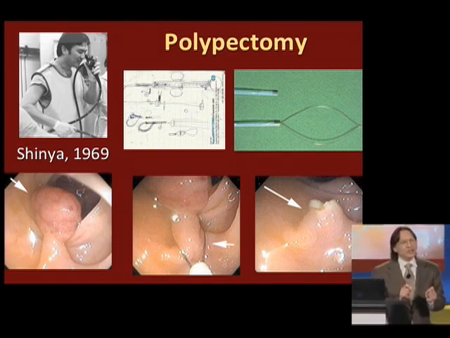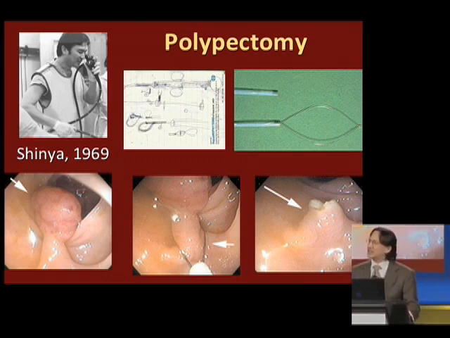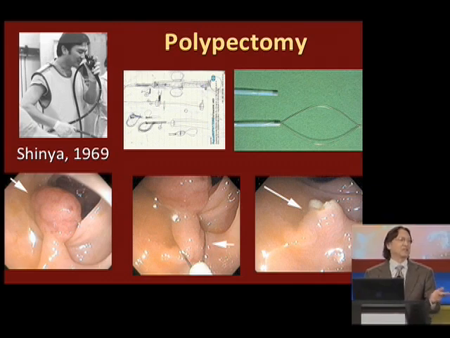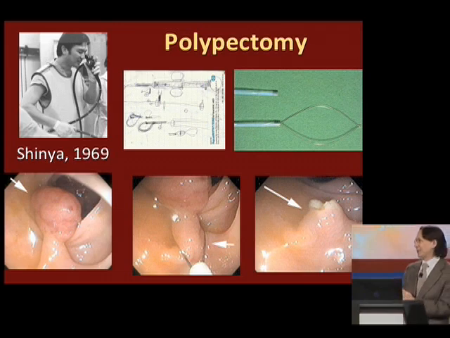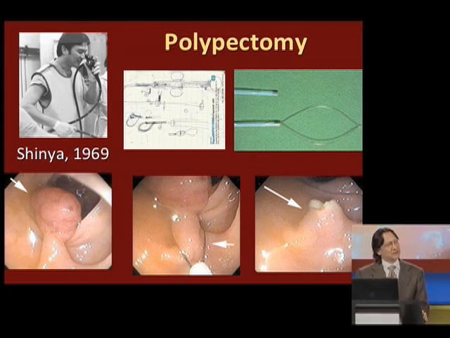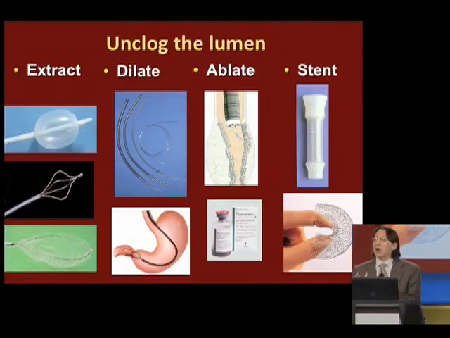Now this is a procedure that has really not changed since Shinya invented the snare and the procedure back in 1969. And here you can see some of his sketches of his invention on a memo pad. This is the snare, and it really hasn't changed much since he invented it. It's also the poster child for what makes flexible endoscopy great. A very clever, simple tool. But what amazing capabilities.